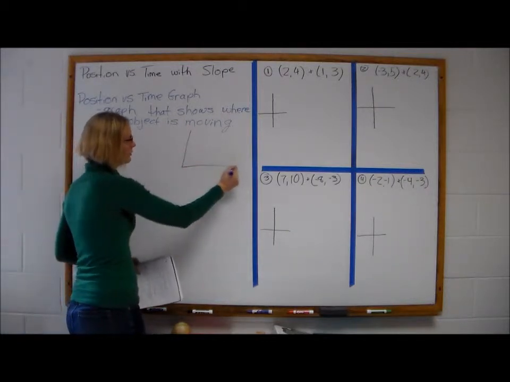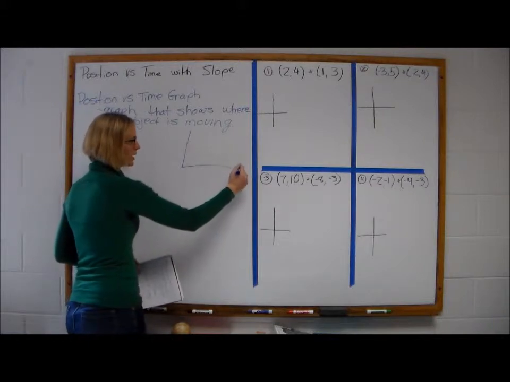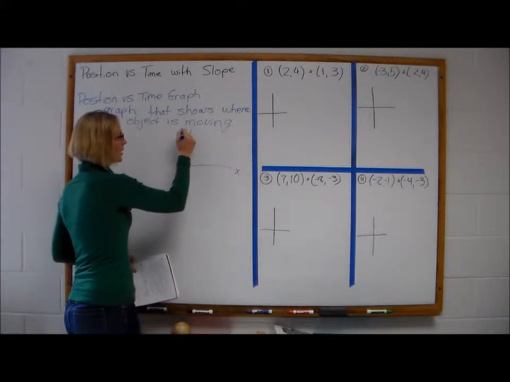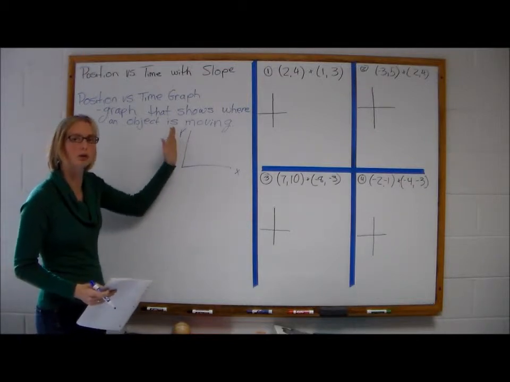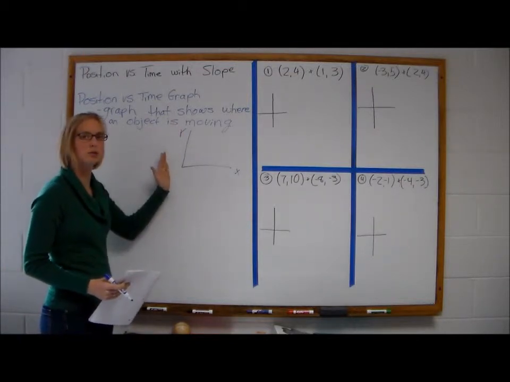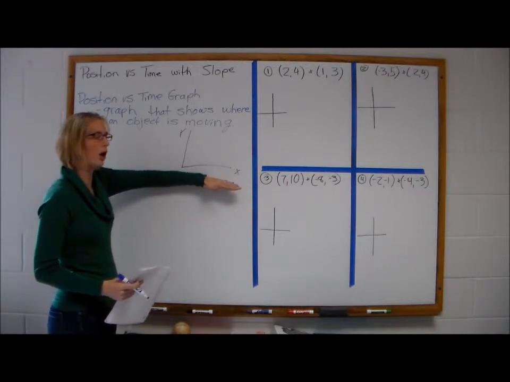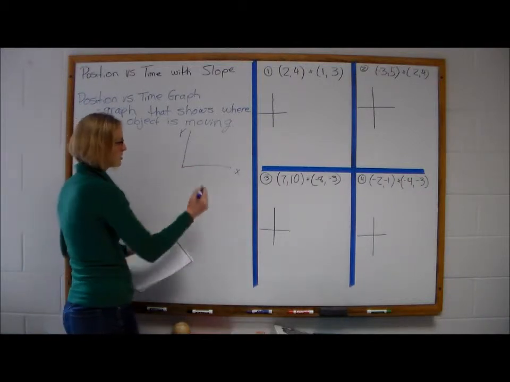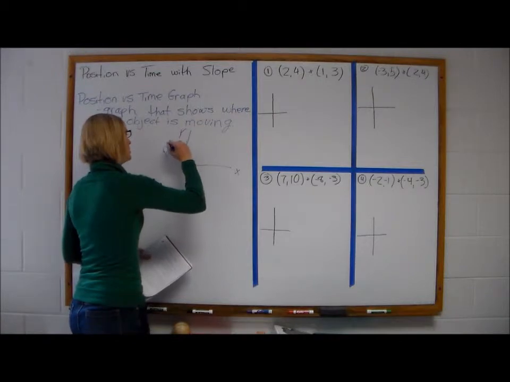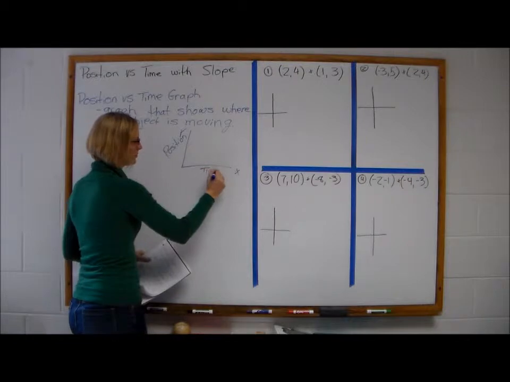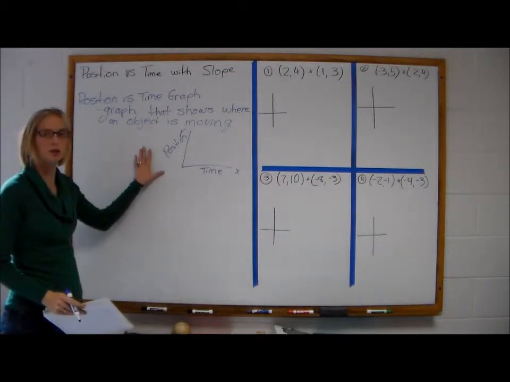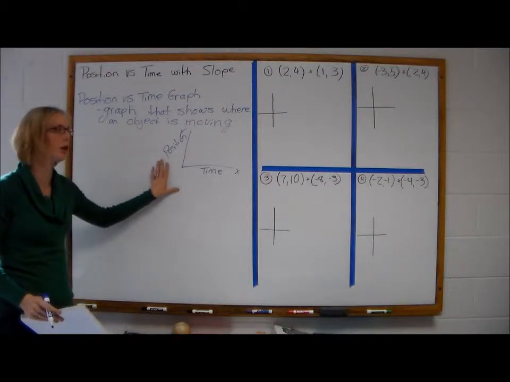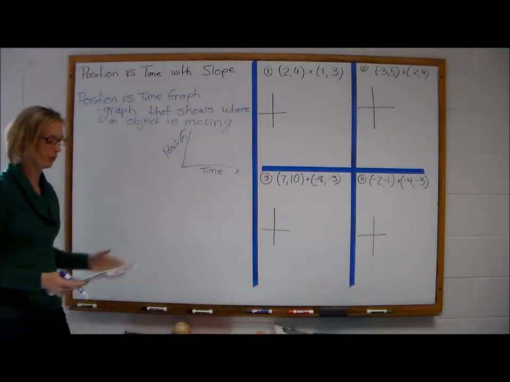So if we have a graph, this is our x-axis, this is our y-axis. If you need to, use the line on the y to help you remember: your y line goes up and down and your x goes across, okay? So we have position, we have time. That's our position versus time. So we're going to use these graphs along with our slope.